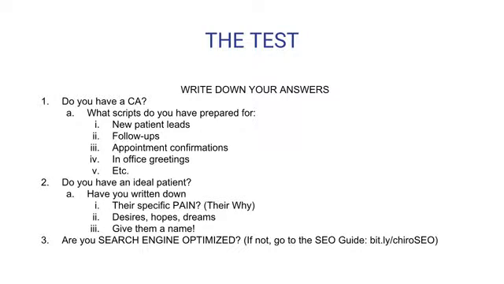Do you have written down their desires, hopes, and dreams? Have you given them a name? If one of your current patients is your ideal patient and you want more like him or her, write that patient's name down. Nobody else is going to see it, but write it down so that you think of them in your head as you're trying to develop advertising to reach more people like them.